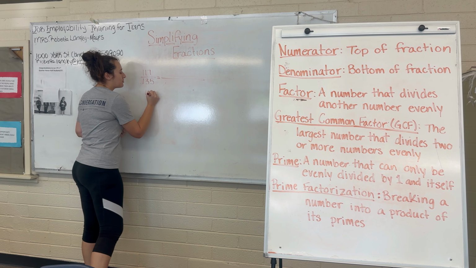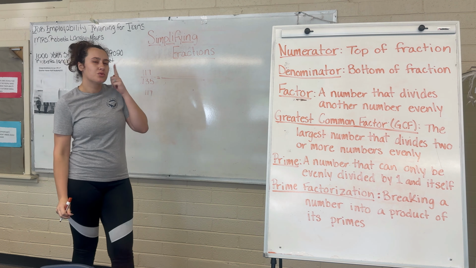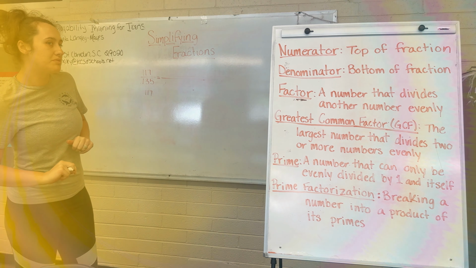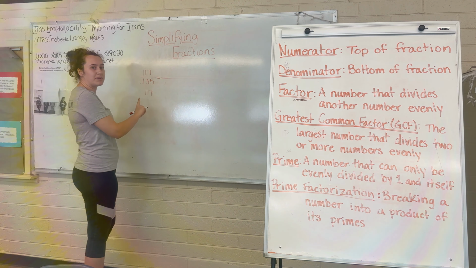Some of us who are really good with our prime numbers will remember that 17 is a prime number, but 117 is not. A trick to finding out if a number is divisible by 3 is to add up its digits. 1 plus 1 plus 7 gives me a 9. 9 is divisible by 3. That means 117 has to be as well. So let's start there, and we'll divide it by 3.